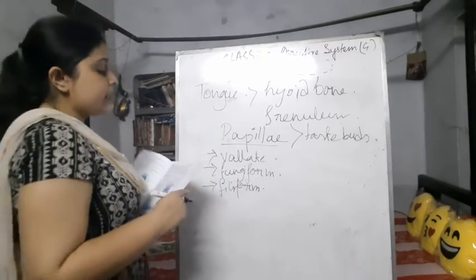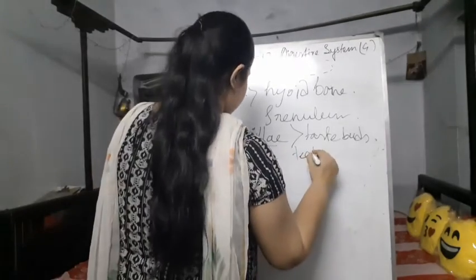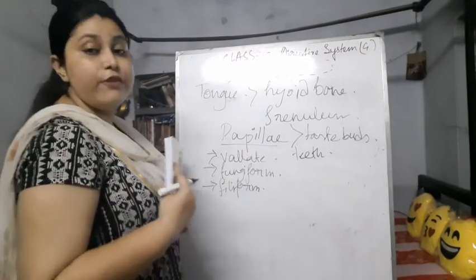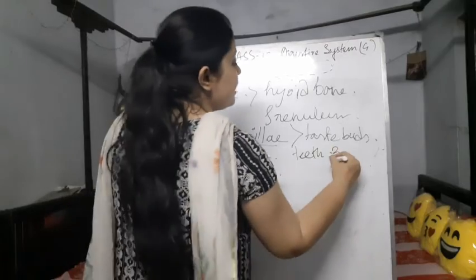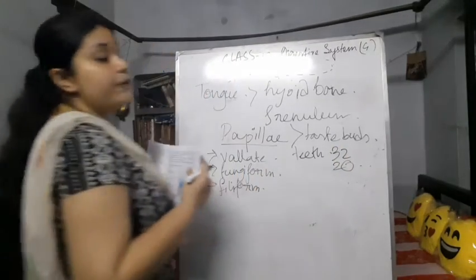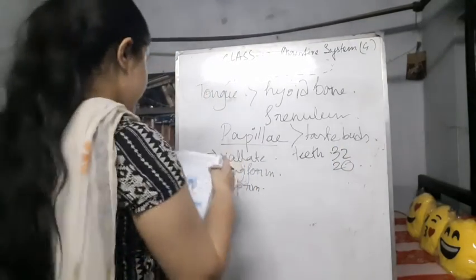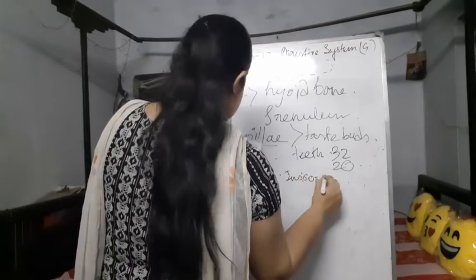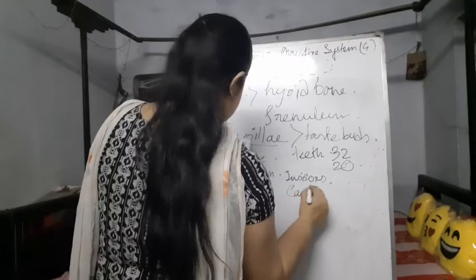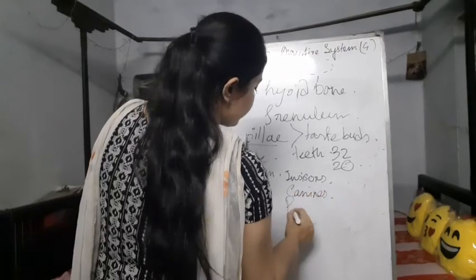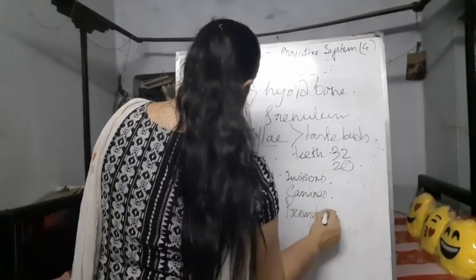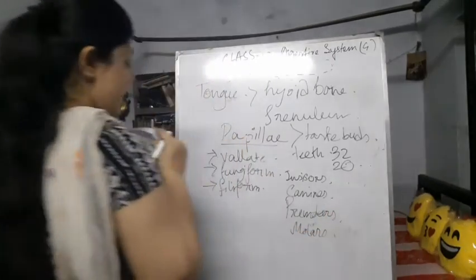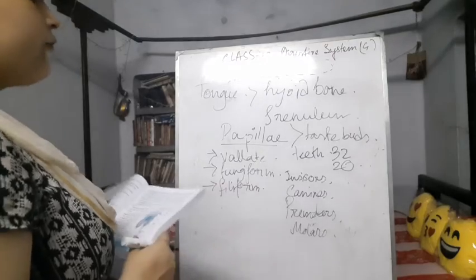The next part is teeth. We all know that adults have 32 teeth, and children have 20. We have 4 types of teeth. They are incisors, canines, premolars and molars. And what are their numbers?